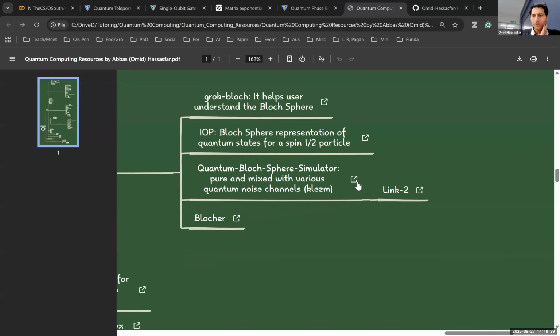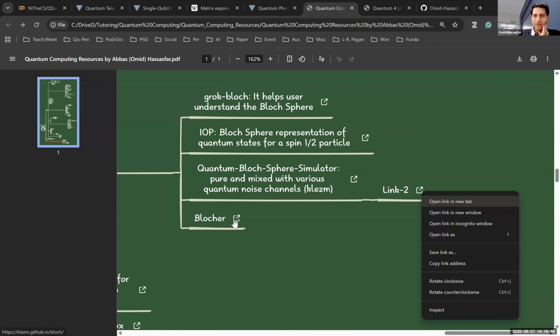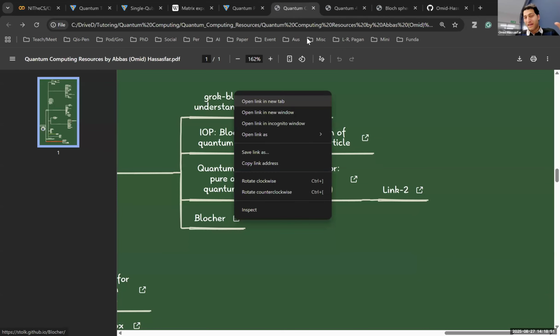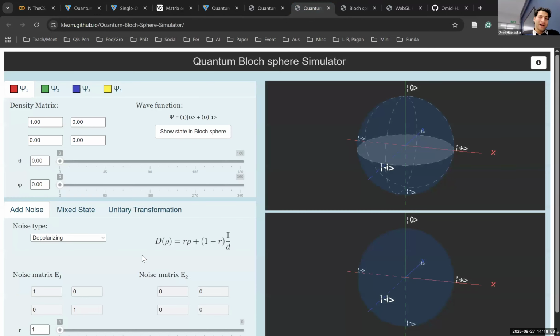Let me see what else we have here. Let me open all of them and then quickly mention that all of them have some feature. For example, I mentioned you can represent a pure state on the surface, but what about the mixed state? Mixed state is something different from the pure state. In the mixed state, you need to use something called a density matrix. It's not about the vector, it's about the matrix.